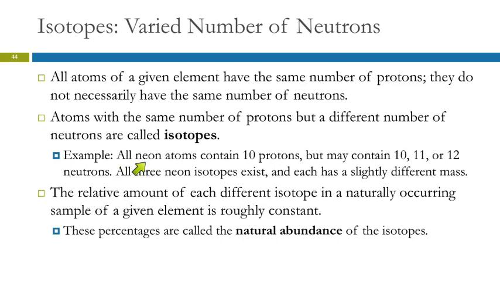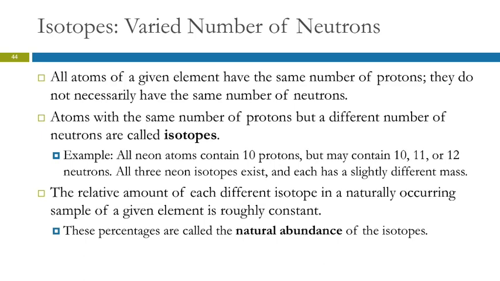So if we look at the element neon, we find on the periodic table there's a 10 above it, it's got 10 protons. All neon atoms have 10 protons. But some of them have 10 neutrons, some have 11 neutrons, and some have 12 neutrons. How do we know? Well, they tested some neon, and they found out. We didn't make that up, it's just observation.